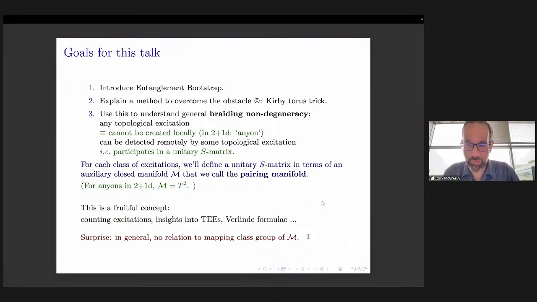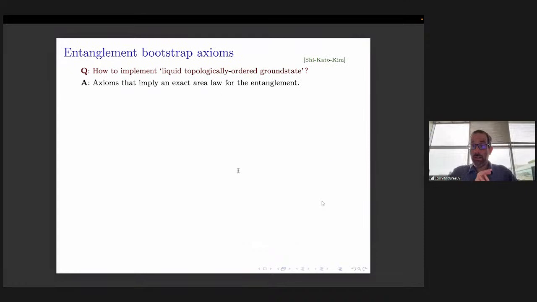Okay. So an important question that we need to answer to get started is, I said we're going to assume that the state we're given, this reference state on the ball, is a liquid topologically ordered ground state. And how are we going to implement that assumption? So one way to do it might be to assume that we have a Hamiltonian and demand that the Hamiltonian annihilates the state, something like that. But actually, in this talk, there will be no Hamiltonian.